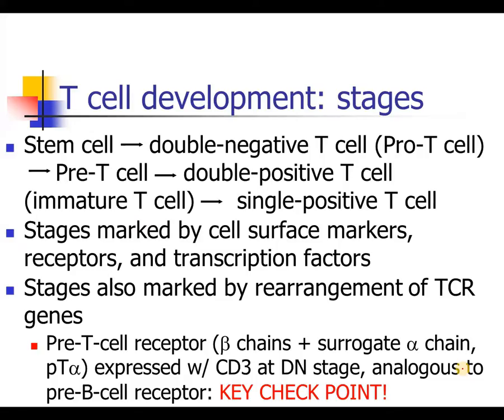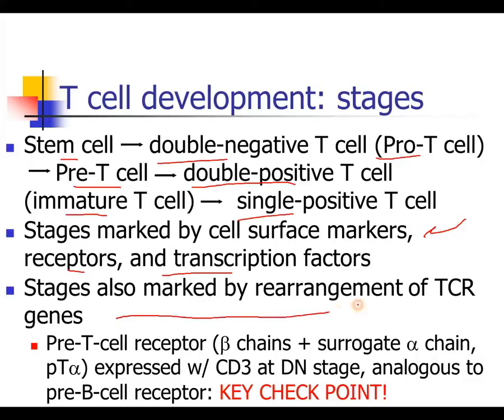Well, there are stages, again, just like with the B cell. The T cell moves from a stem cell to a double negative T cell, also known as the pro-T cell, to a pre-T cell, to a double positive T cell, also known as an immature T cell, to a single positive T cell. Like the B cells, the stages are marked by cell surface markers, by the receptors that are being expressed, and by transcription factors. And a key among this are checking to make sure that there is appropriate rearrangement of the T cell receptor genes. So, the cells that arrive at the thymus are going to be double negative pro-T cells.